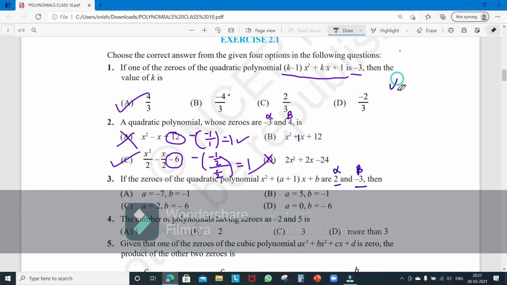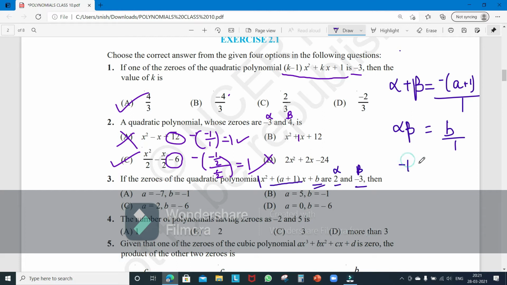Sum of the roots will be minus of b by a in a usual equation. Here it should be minus of this coefficient by a, which is 1, so minus of a plus 1 by 1, right? And product of the roots will be c by a, which is b by 1 here. Okay, so you know both the values of alpha and beta. Very simple question. Alpha plus beta will be minus 1. 2 minus 3 is minus 1 equals minus of a plus 1. And alpha into beta will be 2 into minus 3, which is minus 6, that is equal to b.